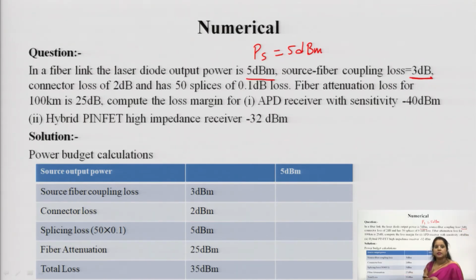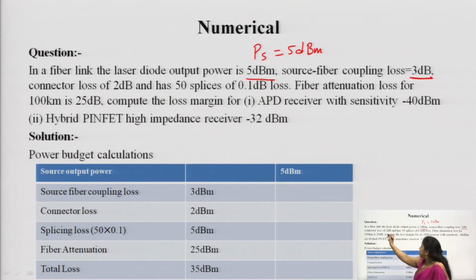Connector loss: a connector is attached in between the fibers. If I have a fiber of 10 meters and the distance between the source and the destination is 30 meters, what do we have to do? How many connectors are required in between? So, 3 connectors, because we have a length of 10 meters only and the distance between the source and the destination is 30. So, in between we have to connect 3 connectors. For that purpose connectors are used.